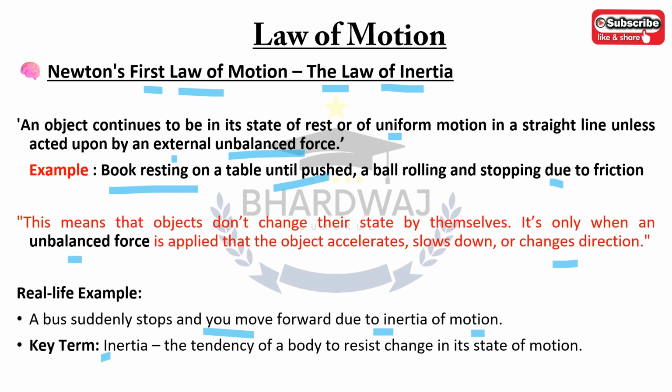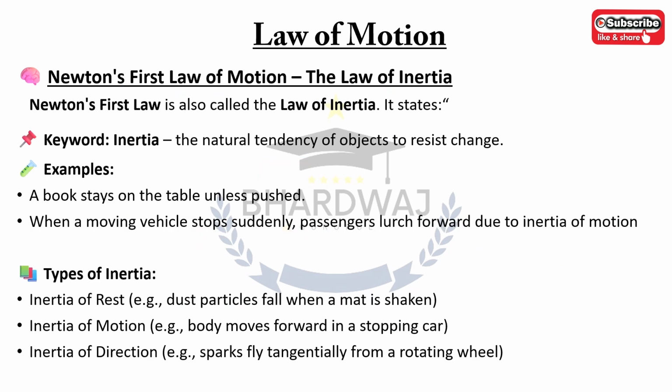The key term is inertia, the tendency of a body to resist change in its state of motion. One more definition of inertia can be obtained by adding the word property in front of the definition of Newton's first law of motion. Newton's first law of motion is also called the law of inertia. Keyword is inertia, that is the natural tendency of objects to resist any change in motion or any change in acceleration. Examples are a book stays on a table unless pushed. When a moving vehicle stops suddenly, the passengers lurch forward due to inertia of motion.